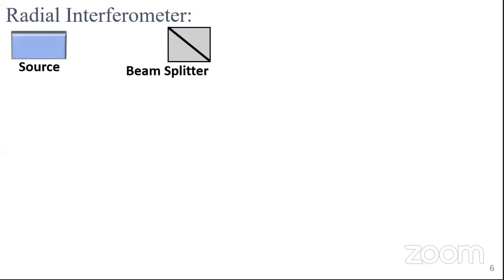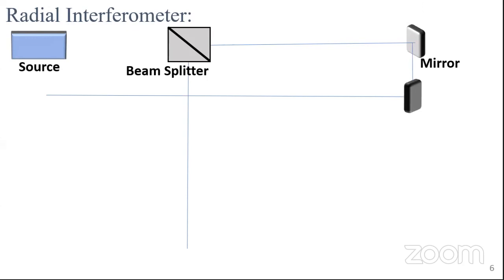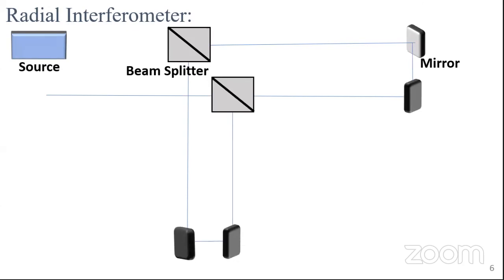Now for that, we have devised the radial interferometer. So we have the source, we have the beam splitter, which splits the light into two. Now we are placing mirrors in one arm, and similarly two other mirrors in the other arm, and one more beam splitter such that light from these two arms recombines, and we detect the overlapped pattern on the CCD or EMCCD camera, that is our detector.